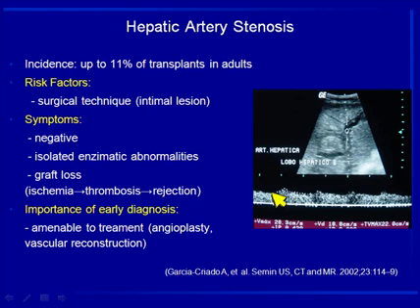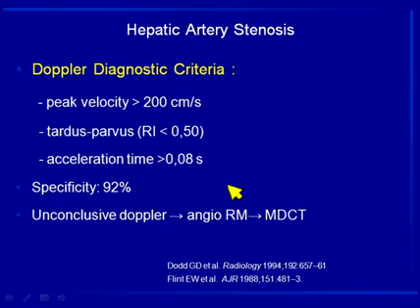Hepatic artery complications. The incidence is up to 11% of transplants in adults. There are some risk factors related to surgical techniques. Symptoms can be negative, isolated enzymatic abnormalities, graft loss, ischemia, thrombosis, and can cause rejection. The importance of early diagnosis is that it is amenable to treatment, angioplasty, and vascular reconstruction.